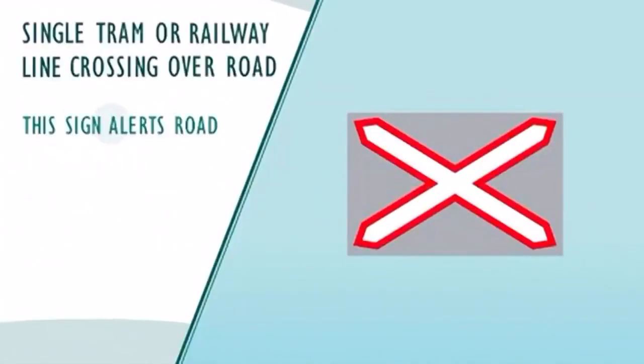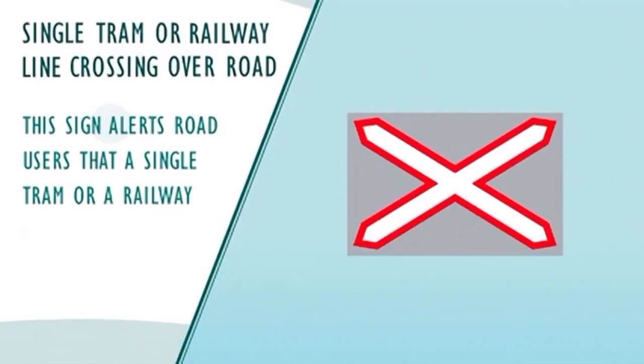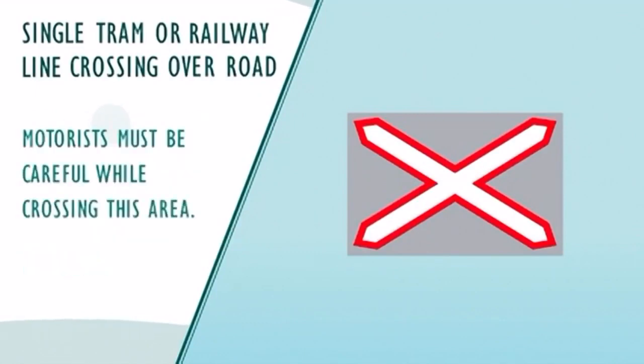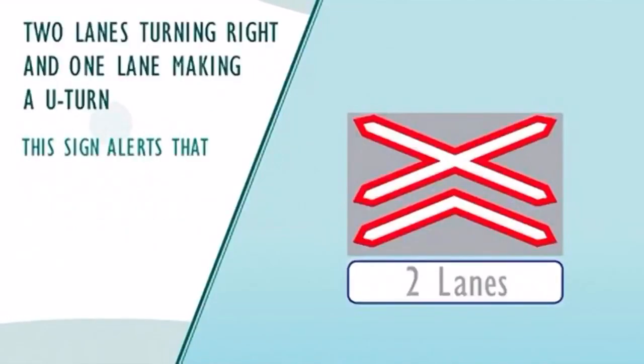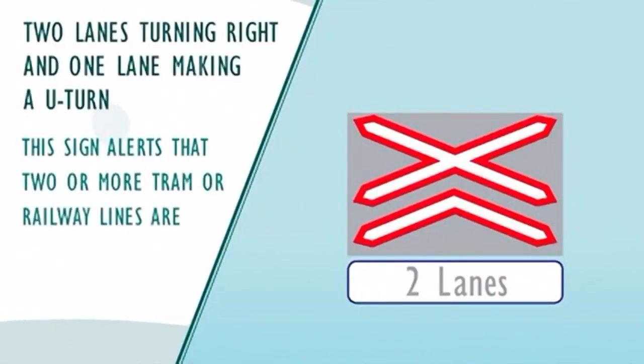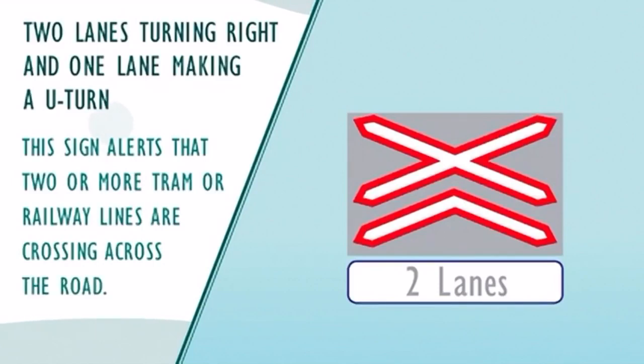This sign alerts road users that a single tram or a railway line is crossing the road. Motorists must be careful while crossing this area. This sign alerts that two or more tram or railway lines are crossing across the road.